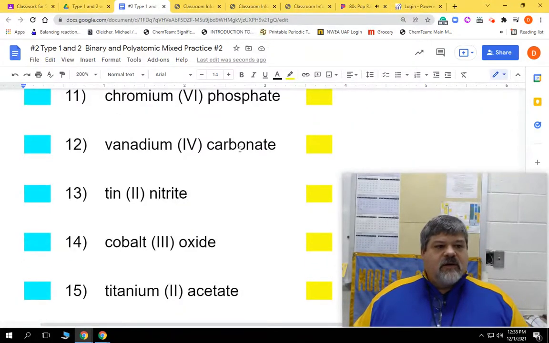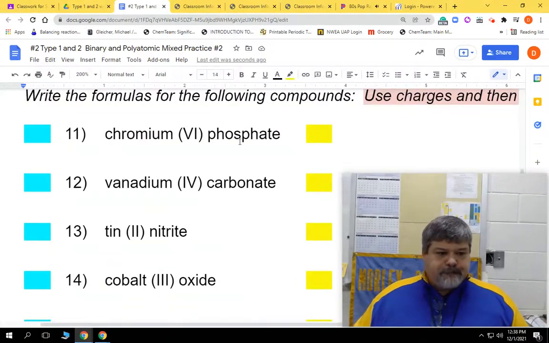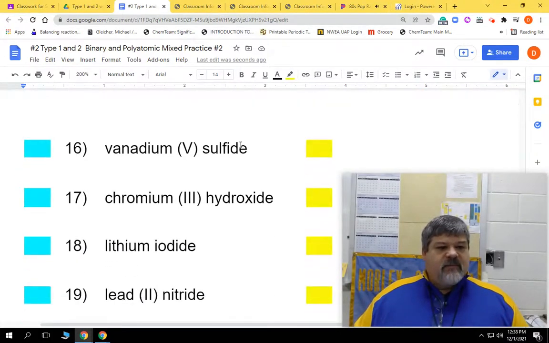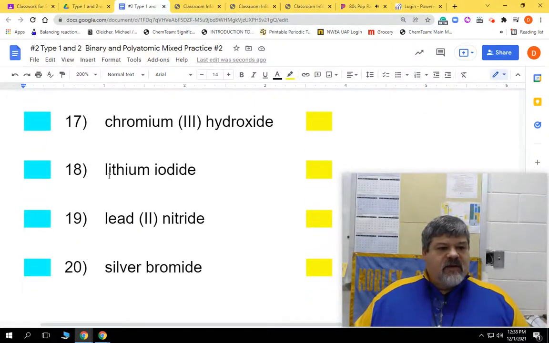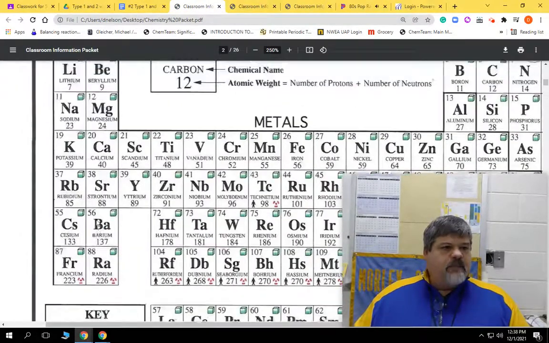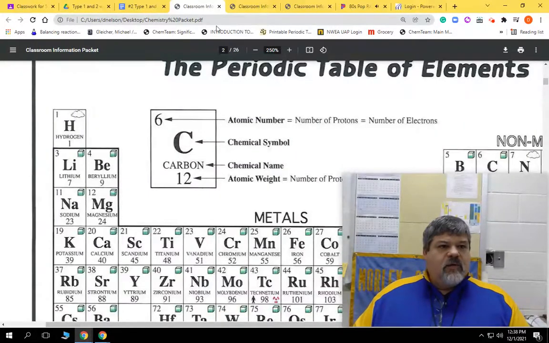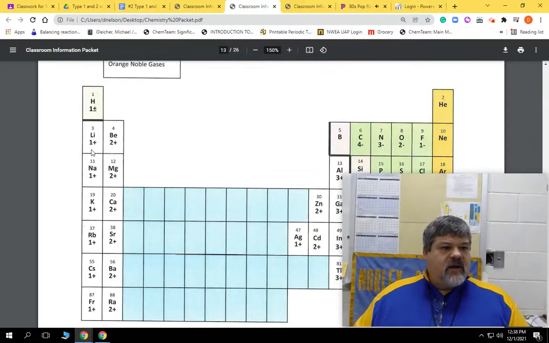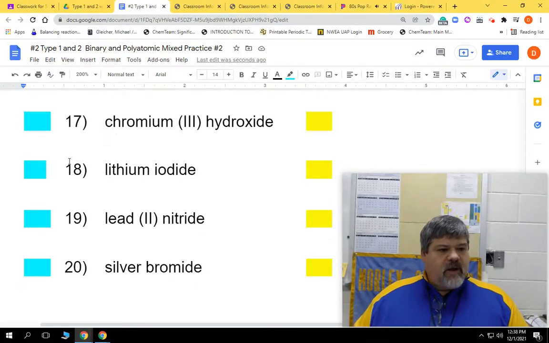Let's go ahead and go down and do the formula from the name. Let's take a couple of them. Let's go all the way down here to this one right here. I have lithium iodide. Well, one thing about lithium is that it's right here on the periodic table, column 1, which means that if we look at it here, it's in type 1. So we know that it's type 1.